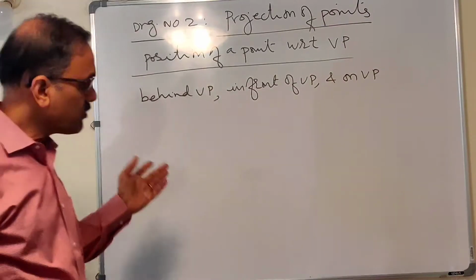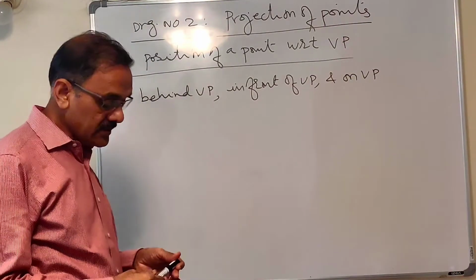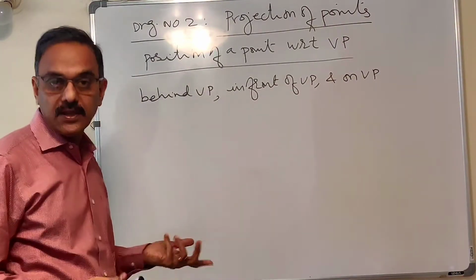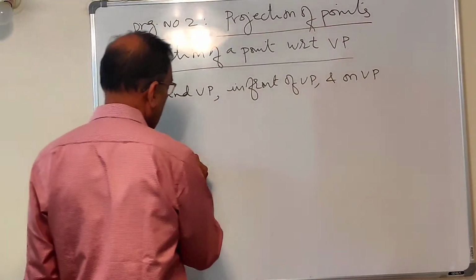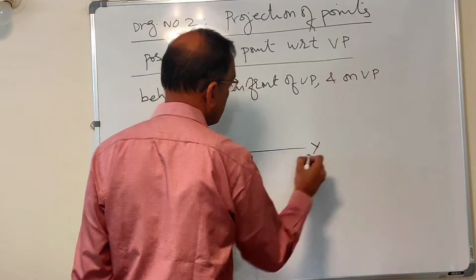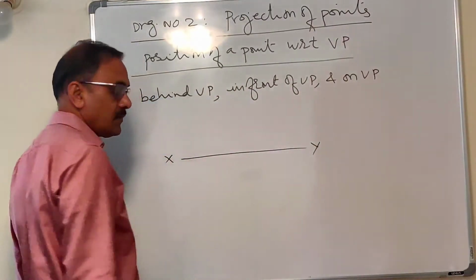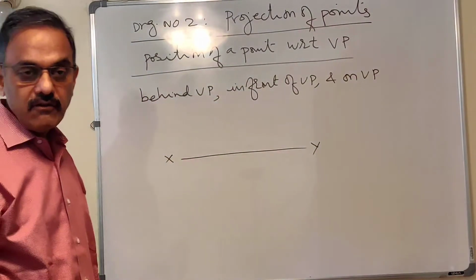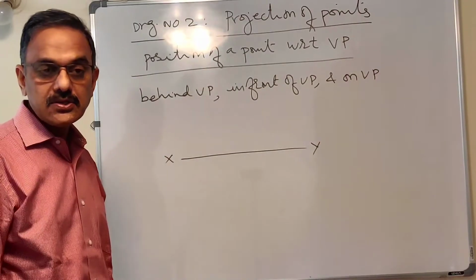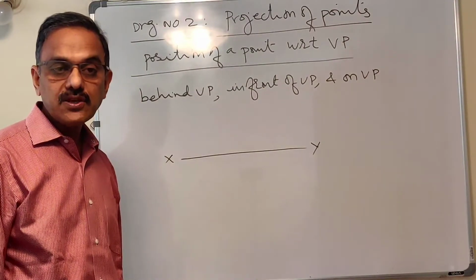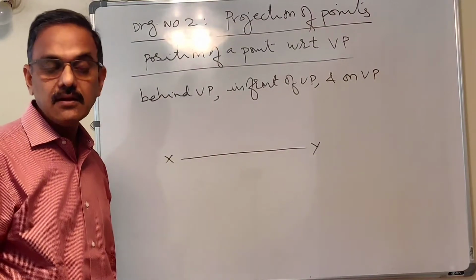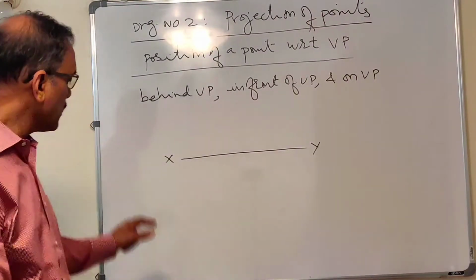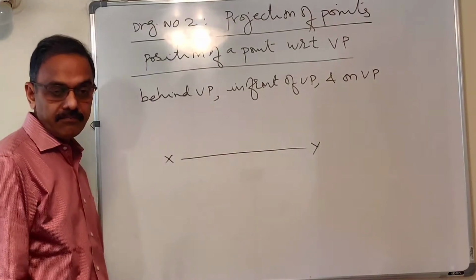Just now I have shown you what is a reference line. The reference line represents both VP and HP. It is just a line. Now let me draw that line and show to you. In projection of points, we don't write VP and HP because we are discussing the position of a point in all the quadrants. That means we are following first angle, third angle, everything here. So I don't write anything here.